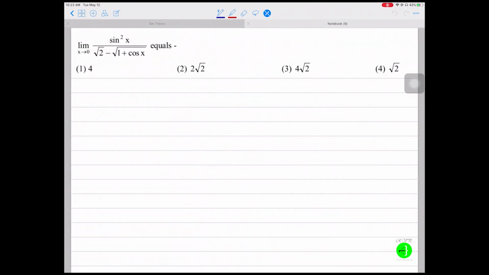Let's move on to the next question. Limit of sine squared x over under root 2 minus under root 1 plus cosine x equals. So we have limit x approaching 0 of sine squared x over under root 2 minus under root 1 plus cosine x. First thing we do when we see under roots in the denominator is rationalize. This is generally a very good technique.